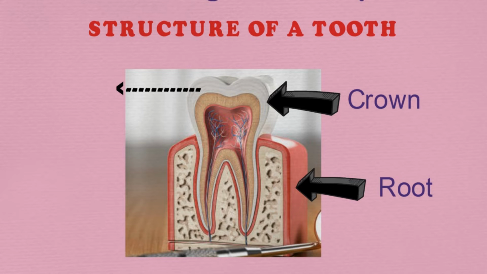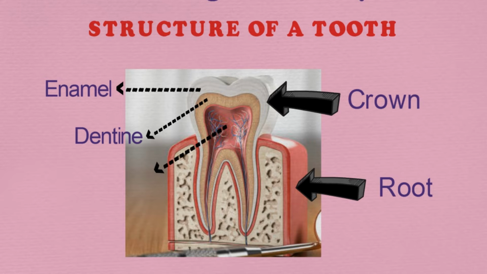The surface of a tooth is made up of the hardest substance in our body, known as the enamel. Below the enamel, the layer present is called dentine. It is slightly softer than the enamel. The soft portion present inside the dentine contains nerves and blood vessels. This soft portion is known as the pulp.